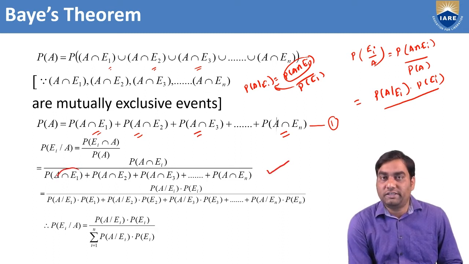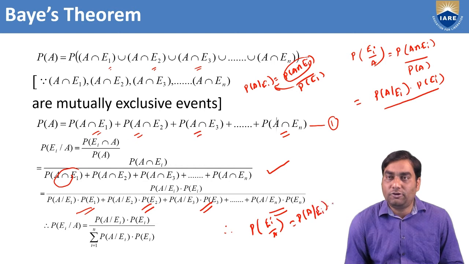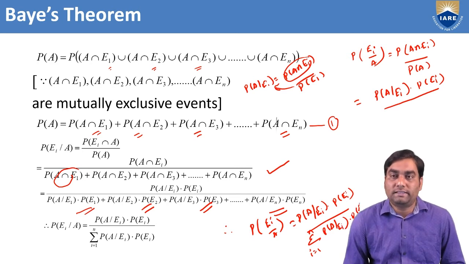This P of A can be written as P of A by E1 into P of E1, A by E2 into E2, A by E3 into E3, and so on, A by En into En. This can be written as sigma i equal to 1 to n, P of A by Ei into P of Ei in the denominator. Therefore, P of Ei by A equals P of A by Ei into P of Ei by sigma i equal to 1 to n of P of A by Ei into P of Ei. This is the Bayes theorem proof.